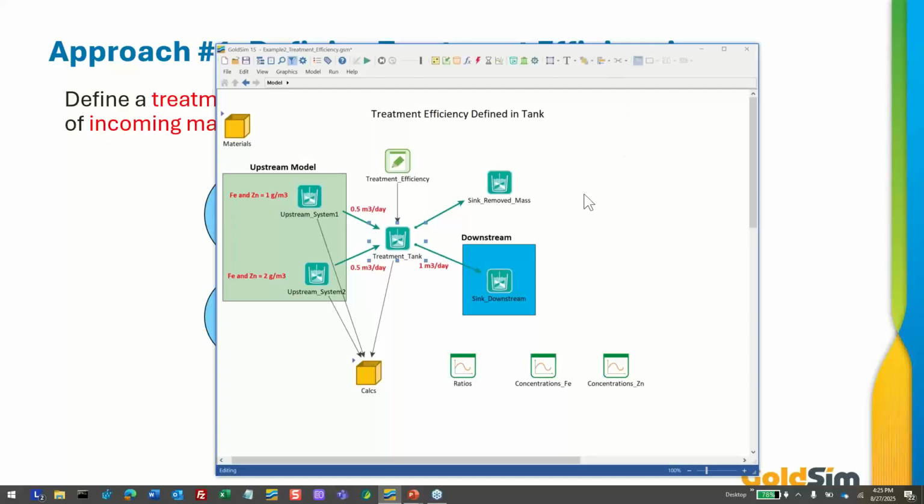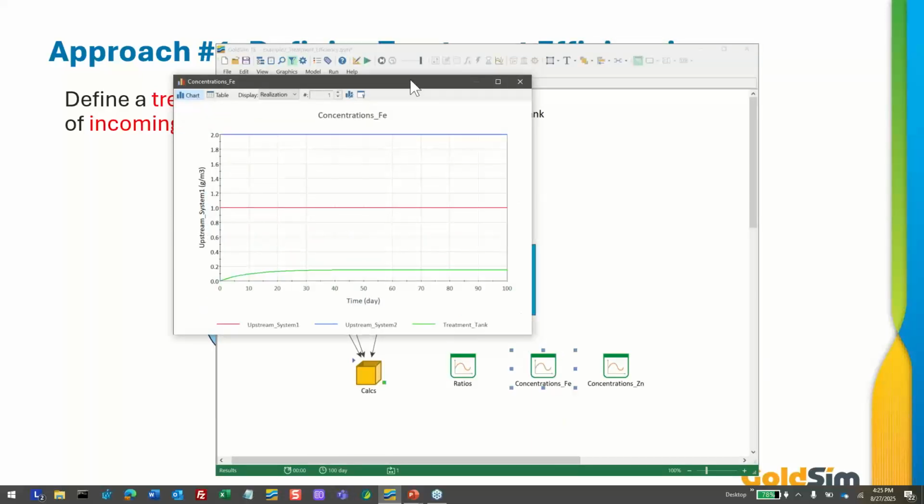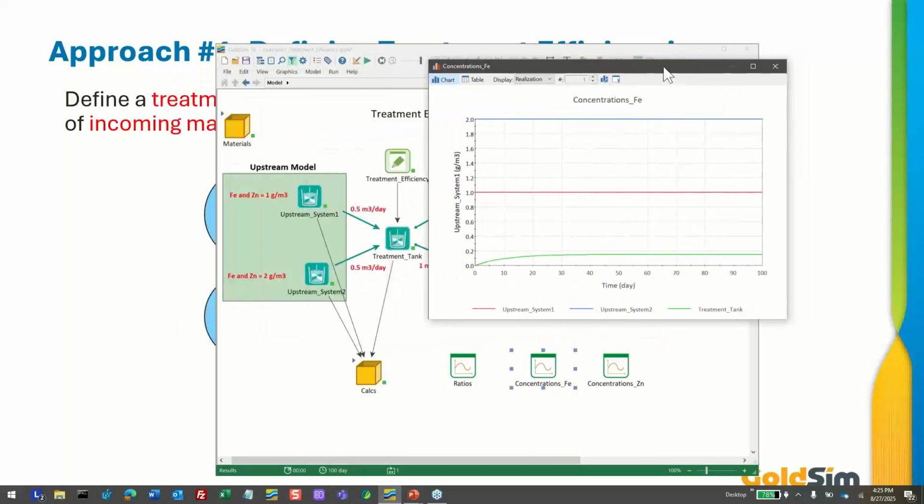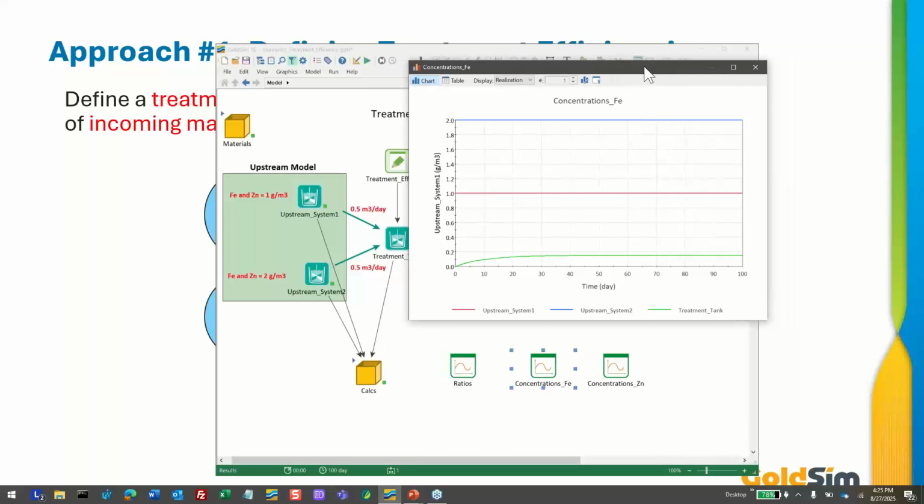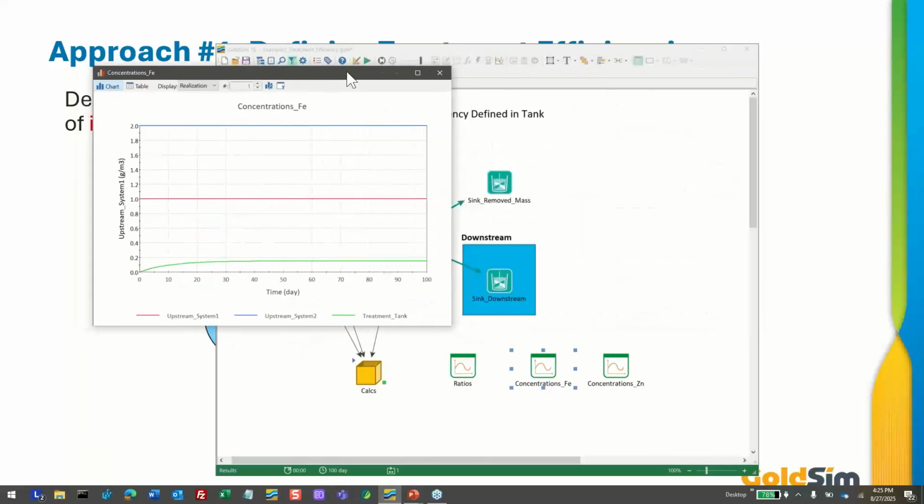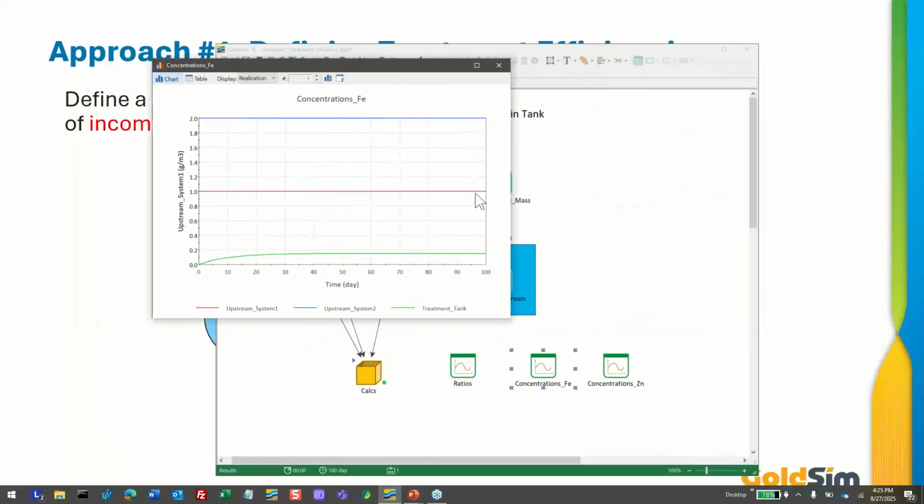Now if I run this model and I look at the concentration of iron, this is the concentration of iron in the treatment tank. It would also be the concentration of iron leaving the treatment tank. You can see it's much lower. It's not 1.5 anymore. In fact, it's 0.15. Well, we said that we were going to remove 90% of the mass that enters, and that's exactly what we're doing.